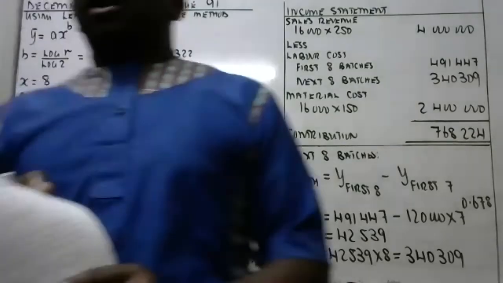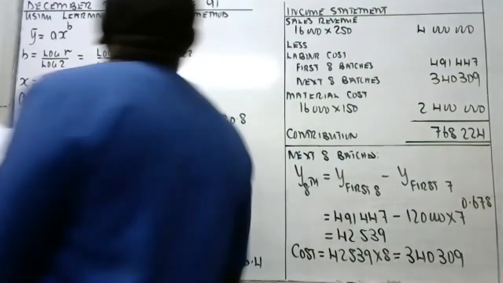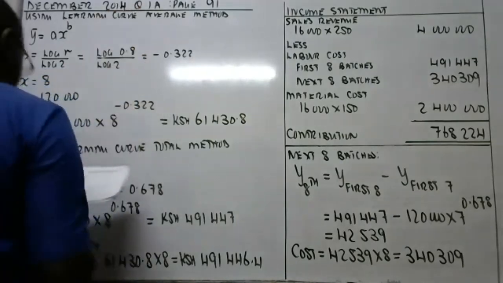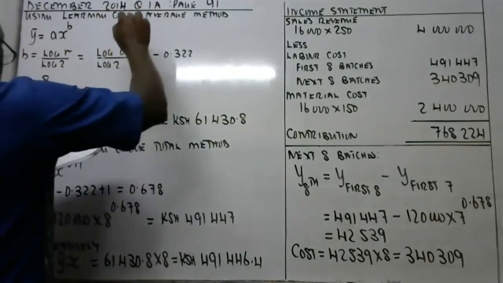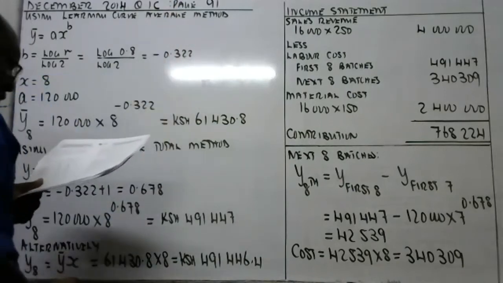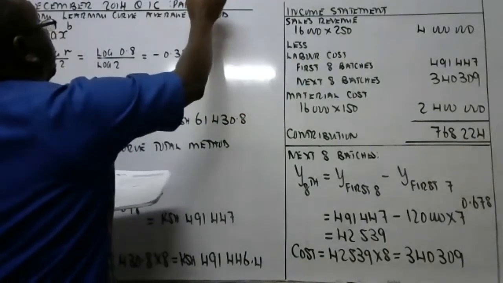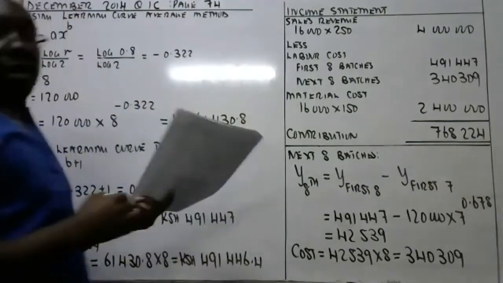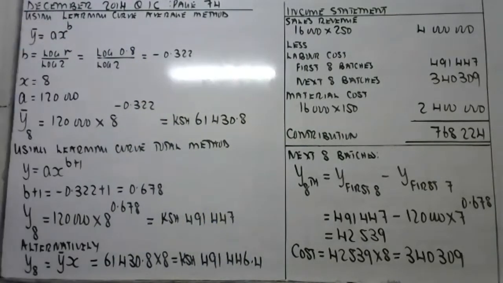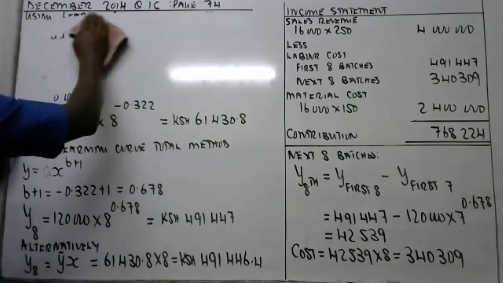So on your own now, I would like you to attempt December 2014, question 1C, which is on page 74. I'd like you to read and attempt that and discuss and come up with the answers.